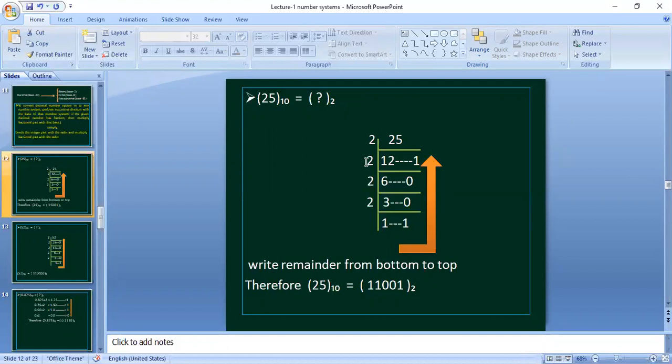And similarly again, 2 6s are 12. What is the remainder? 0. Again 2 3s are 6. What is the remainder? 0. Again 2 1s are 2. What is the remainder? 1.